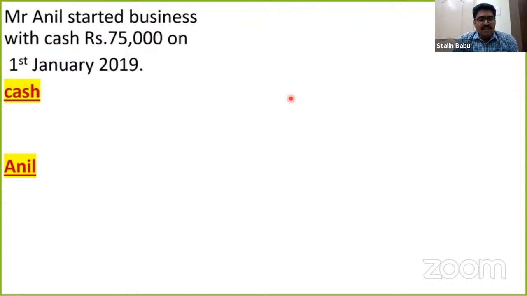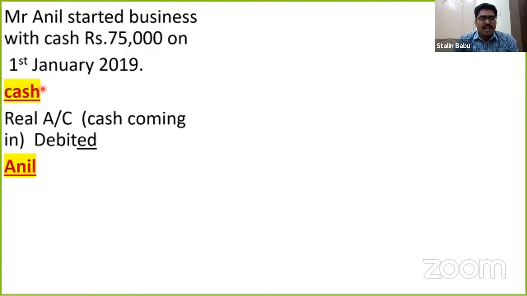Now we have to find out the nature of the account. So what is the first account? Cash account. Then tell me, what is the nature of cash account? Does it belong to personal account, real account, or nominal account? Real account. Then what is the principle of real account? Debit what comes in and credit what goes out. So here cash is coming into the business, so cash account should be debited.